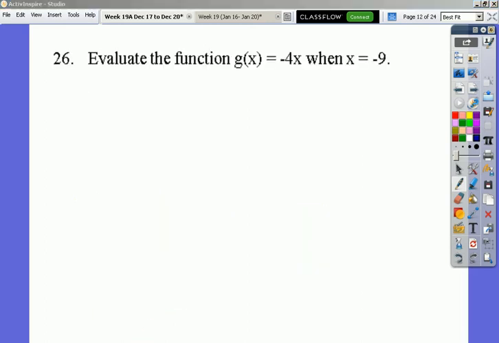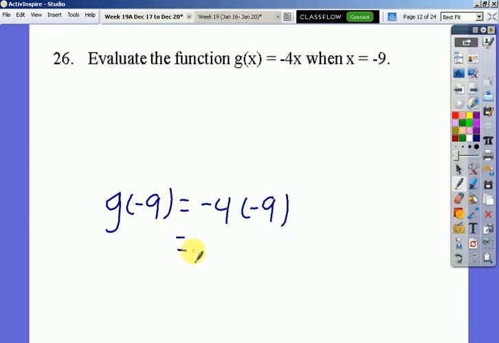All right, number 26. We're going to evaluate the function g of x equals negative 4x when x equals negative 9. Unlike the last one, we replace the number with the f of x or g of x. What are we replacing with negative 9 this time? Replacing x. That's the difference. So what I'm finding is g of negative 9, which is equal to negative 4 times negative 9, which is equal to 36.